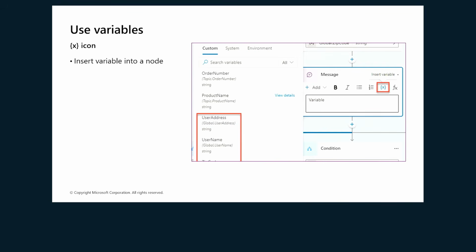Once a variable is created, it's available to all topics. While working with a message or a question node, you can select the X in a curly braces button. This will display a list of all the variables available in the topic, sorted in alphabetical order. This makes it easy to find and use the variables you need for your projects.